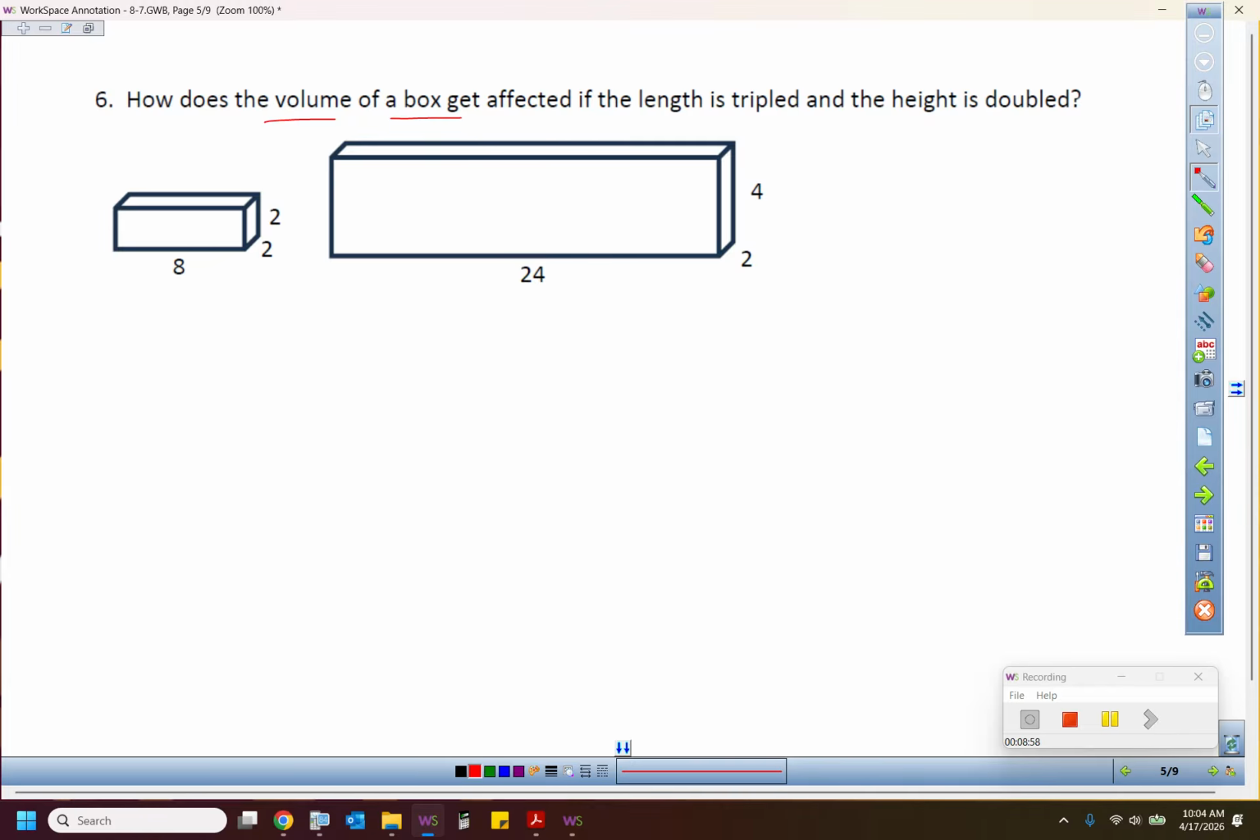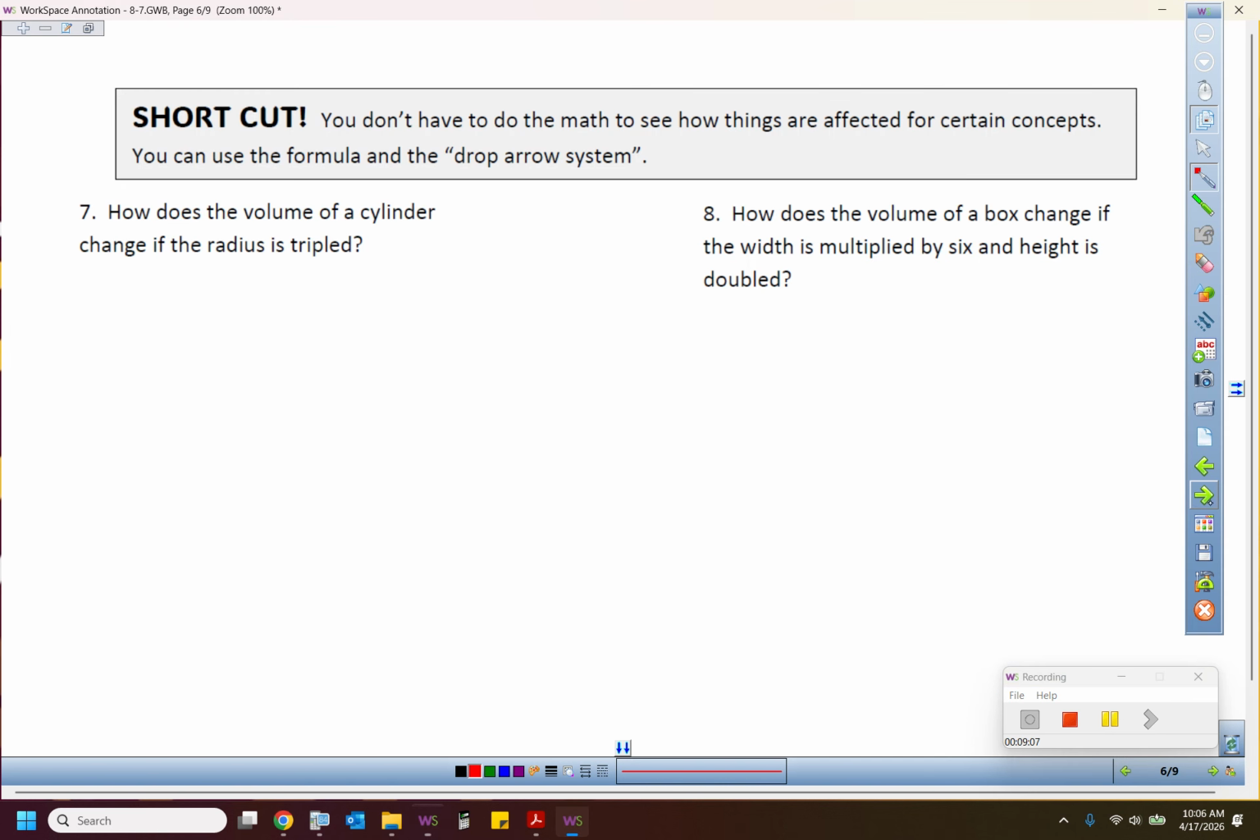Sorry, video people, you're not going to be able to see this. But it's weird, but watch this guy go into play on the backside. The shortcut of this is called the drop arrow system. And this is how you'll do your homework questions and your test questions today with the drop arrow system. Trust me, it works. It's weird at first. All you got to know is what concept and what shape.